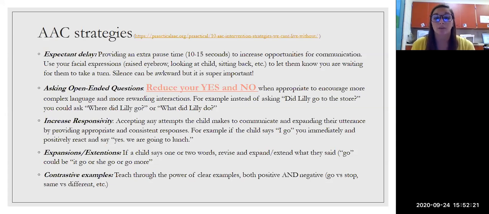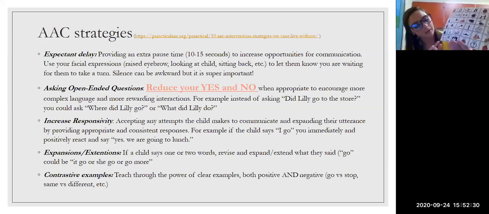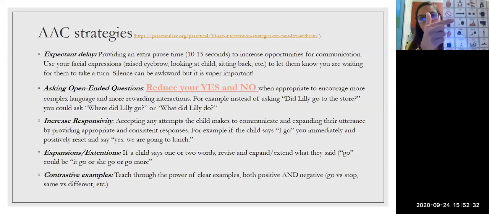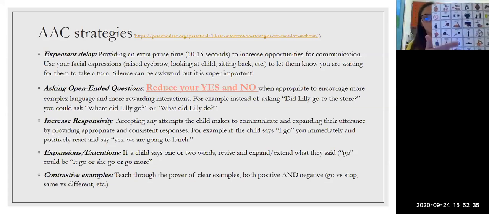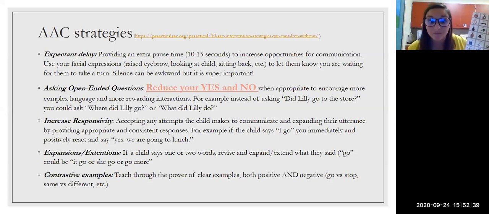So, for example, instead of asking, did Lily go to the store? Yes or no. You can ask, where did Lily go? Where did she go? In. She went in the store. Or what did Lily do? Go. She went to the store. And it's okay to say went instead of go. That's teaching grammar and still pairing it with our symbol.